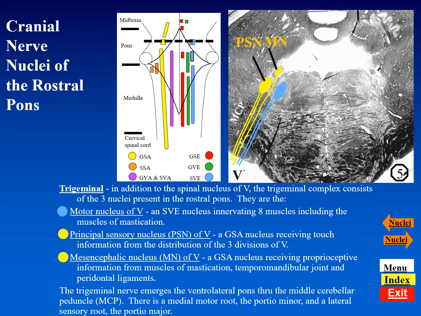The root of the trigeminal nerve is divided into 2 parts, a portio minor, which carries the motor portion of the trigeminal nerve, and the portio major, which carries the sensory component of the trigeminal nerve.